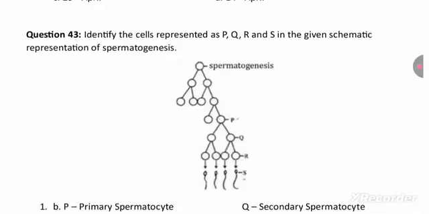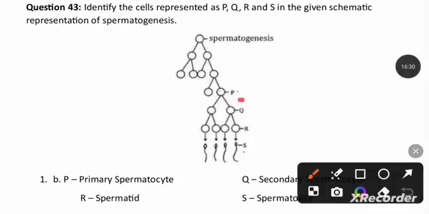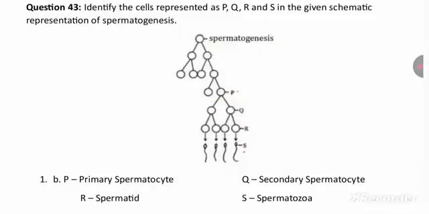Identify the cells represented. In this diagram of spermatogenesis, P is the primary spermatocyte, Q is the secondary spermatocyte, R is spermatids, and S is spermatozoa or sperms.